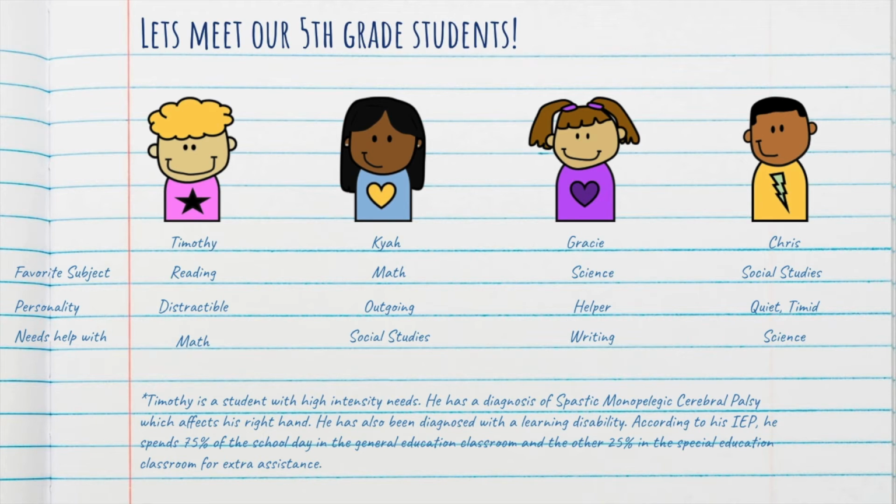Timothy spends 75% of the time in the general education classroom and 25% of the time in the special education classroom for extra assistance according to his IEP. Research shows that using peer learning can positively impact students academically and socially, especially students with high-intensity needs. I will discuss this information further later in the video, but let's continue with how to implement the peer learning model of collaborative learning into the classroom.